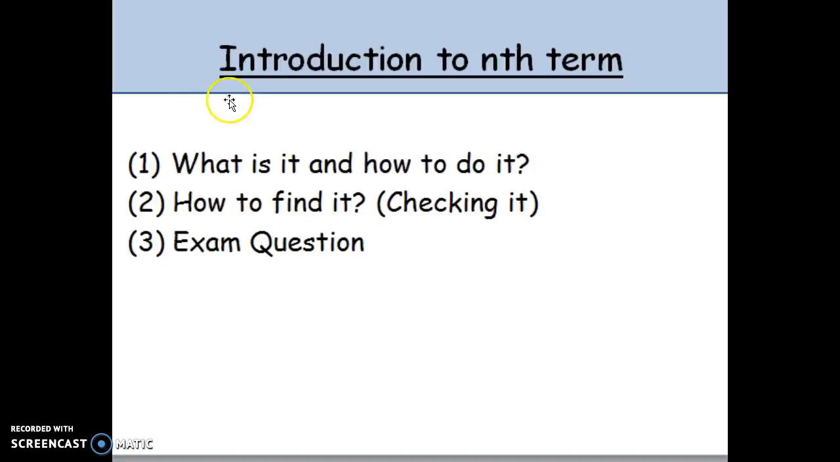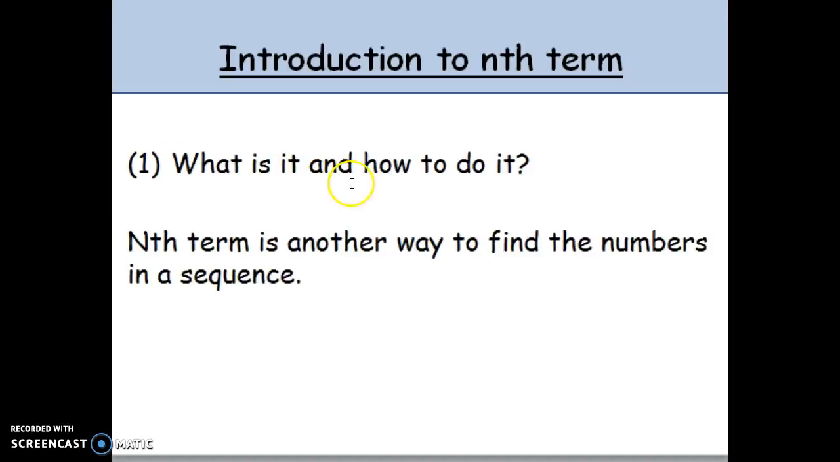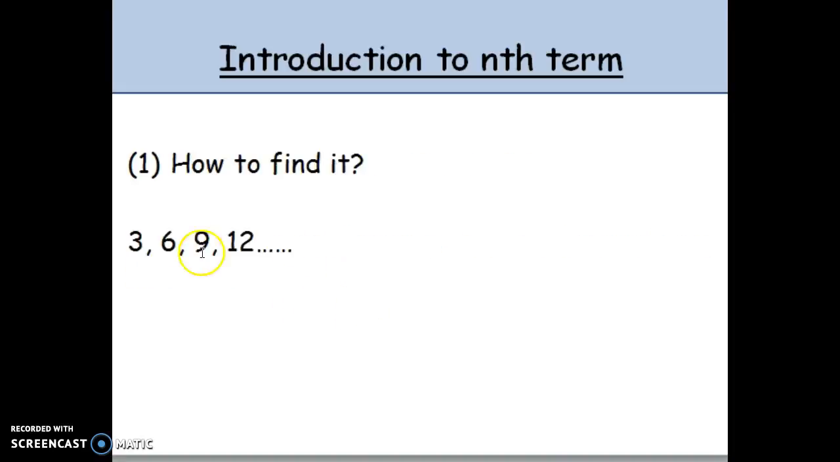This is a video on Introduction to Nth Term. So we're going to look at what it is and how to do it, how to find it, along with checking it, and some exam questions. So the first thing is, what is it and how to do it? Well, nth term is just another way to find the numbers in a sequence. So how do you do it?